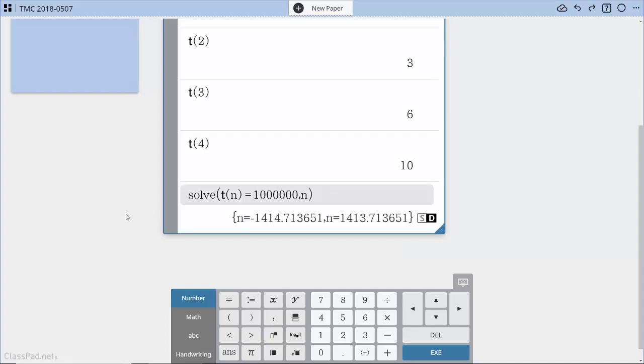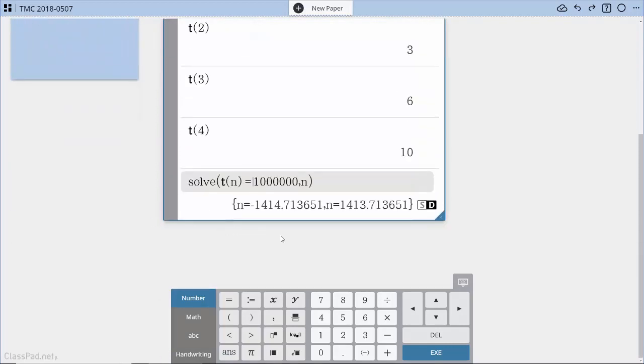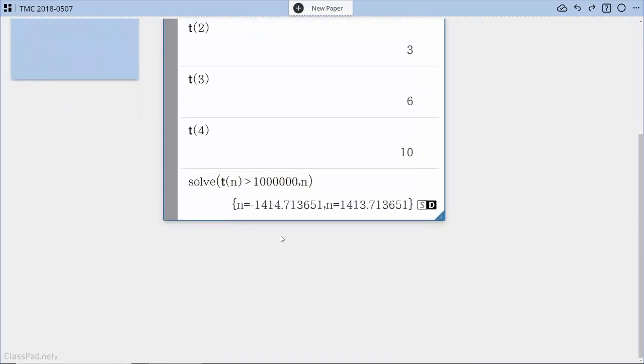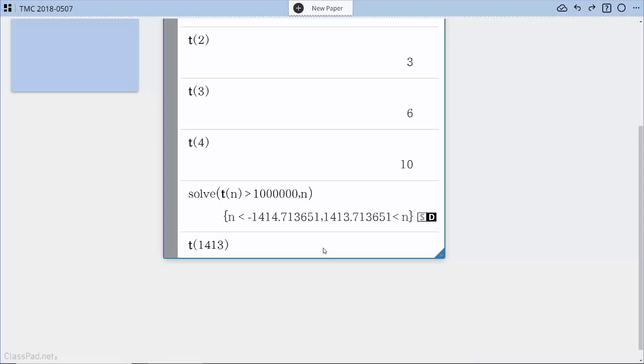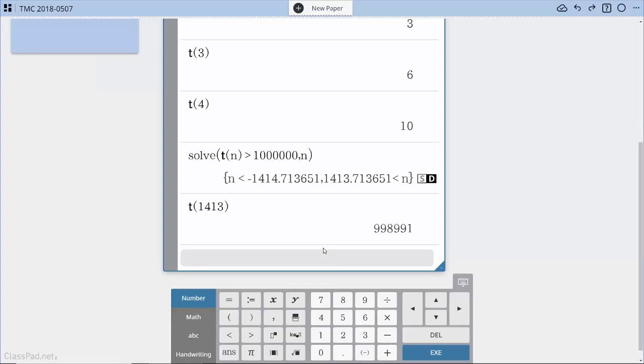Just to be sure, actually, you know what we can do? We can say, when is this going to be beyond a million? So I could even say greater than a million. And then it'll tell me that in order for that to be the case, n must be greater than 1413.7. So I already suspect that the next digit that's going to solve this for me is going to be 1414, because I want n to be bigger than that. But just to be totally safe, let's just take a quick look. What if I had 1413 and that doesn't quite make it to a million?